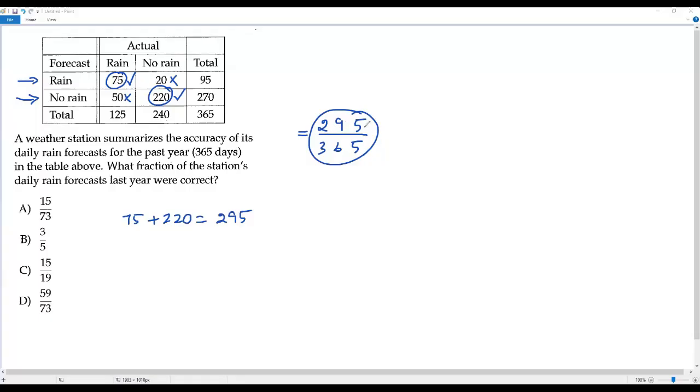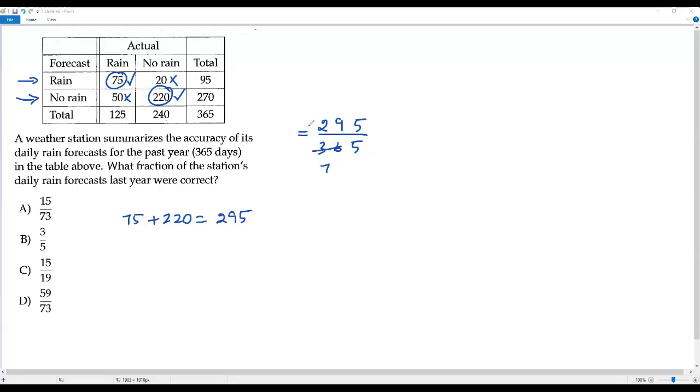Since both numerator and denominator have the digit 5 at the ones place, both can be divided by 5. Okay, now let me divide this 365 by 5. That is, I have to check how many times 5 goes into 365. Here, the first digit 3 is less than 5. So let's consider the number formed by the first two digits, that is 36. How many times 5 goes into 36?